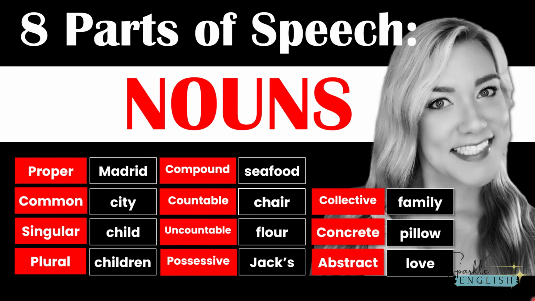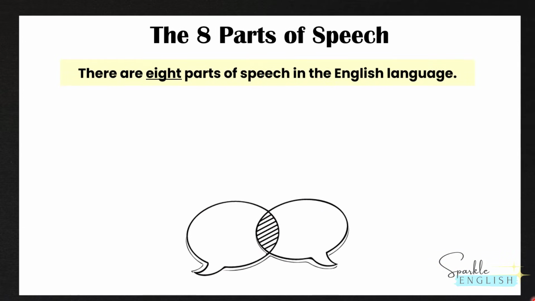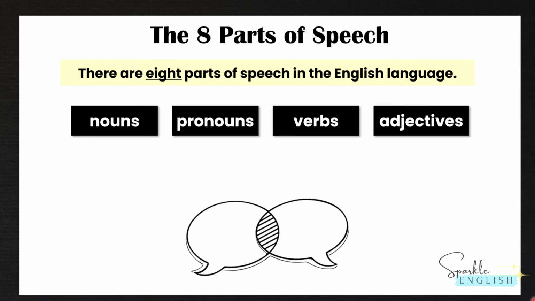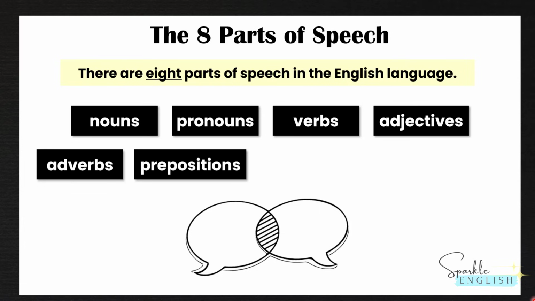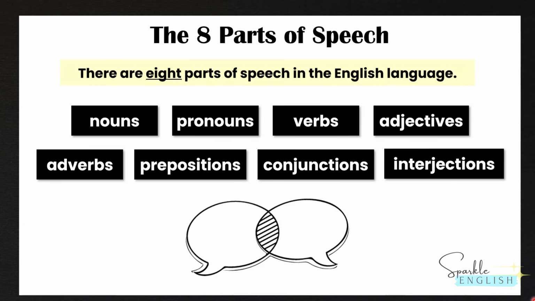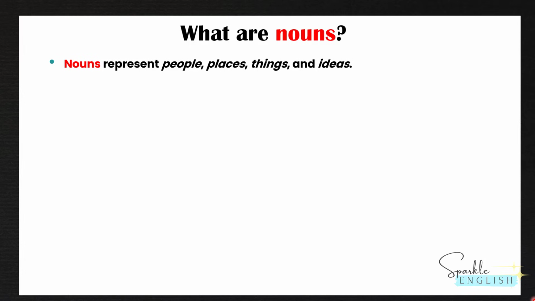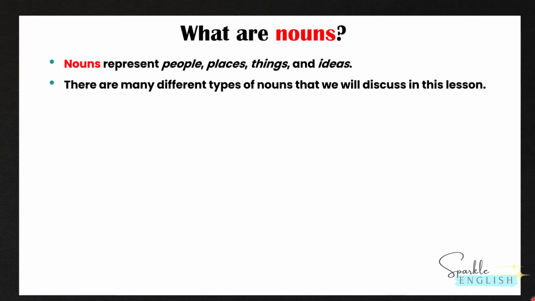In today's video, we are going to talk about nouns. And at the end of the video, we will have a quiz. So there are 8 parts of speech in English. We have nouns, pronouns, verbs, adjectives, adverbs, prepositions, conjunctions, and interjections. But in today's video, we're going to discuss nouns. So what are nouns? Well, nouns represent people, places, things, and ideas. There are many different types of nouns that we will discuss in this lesson.